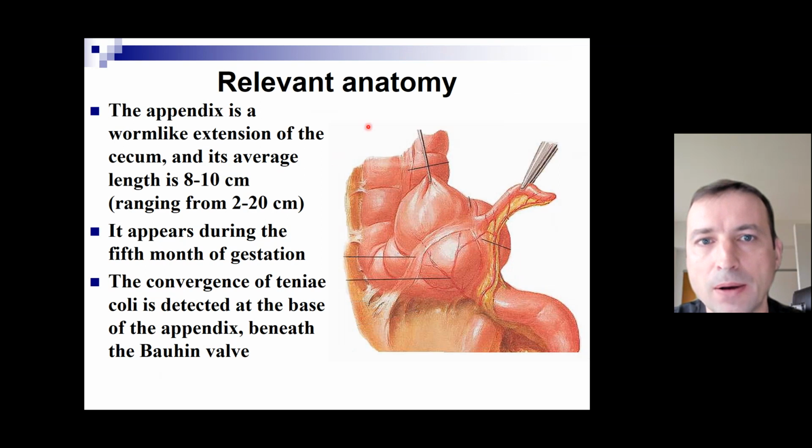First of all, refresh in your mind the relevant anatomy. The appendix is a worm-like extension of the cecum, and its average length is 8 to 10 centimeters. It appears during the 5th month of gestation. The convergence of Taenia coli is detected at the base of the appendix, beneath the Bauhin valve.